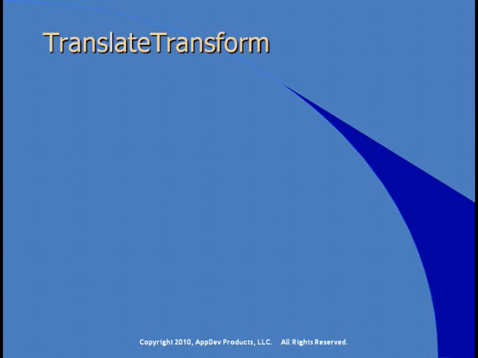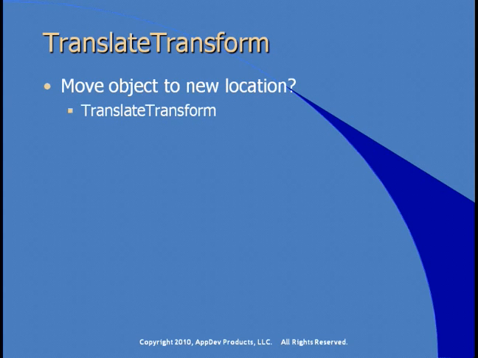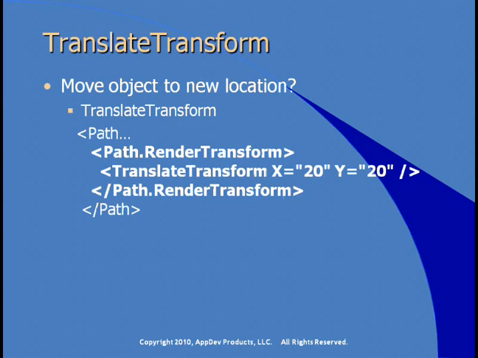If you want to move an object to a new location, in that case, you'll use a translate transform. And this one's simple. You just supply x or y or both coordinates and you'll translate your object by that many pixels. Let's look at a demonstration that shows off using the translate transform.